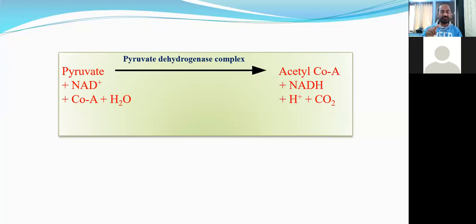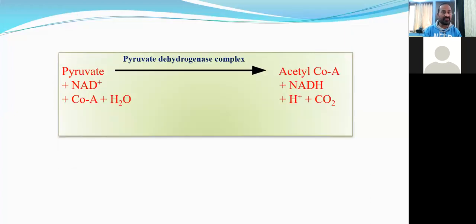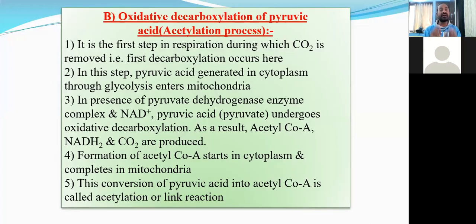Now this acetyl-CoA will enter into the mitochondrial matrix for stage 3, and that stage 3 is nothing but the Krebs cycle. But we will go on to the Krebs cycle later on. Let's understand this. Oxidative decarboxylation of pyruvic acid.